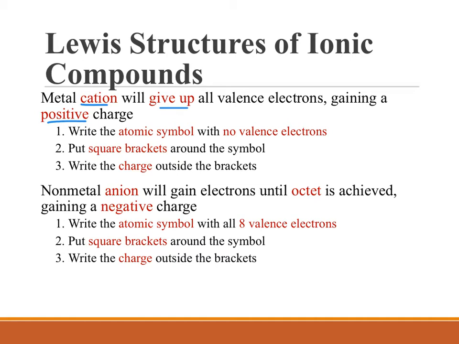To do the Lewis structure, you're going to write the atomic symbol and show no valence electrons, even though electrons are present. You would put square brackets around the symbol and then write the charges present outside the brackets.